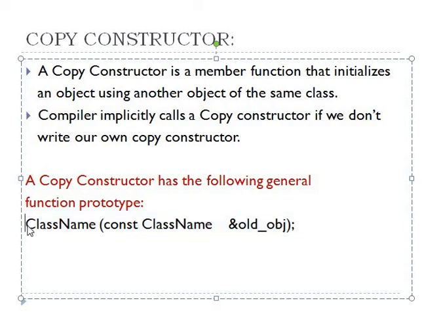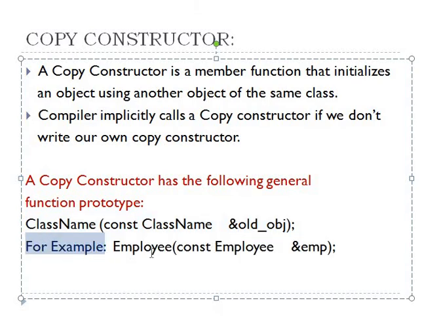It starts with the class name, which you have to specify, and then within brackets you have to put the const keyword followed by the class name again, and then you have to put this ampersand symbol, and just after placing the ampersand symbol you have to write the name of the old object from which you are going to copy the values into the new object. But in this prototype of the copy constructor, we are not specifying the new object name. Instead, we just have to specify the old object name.